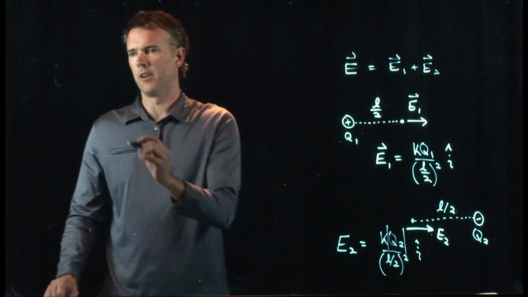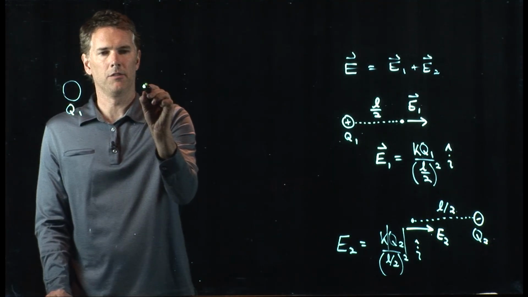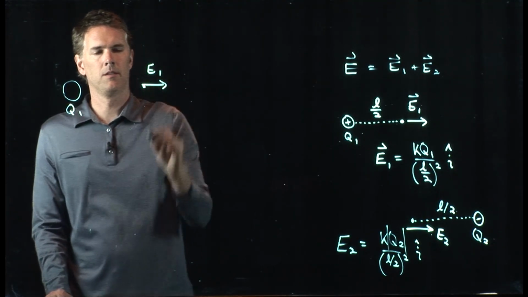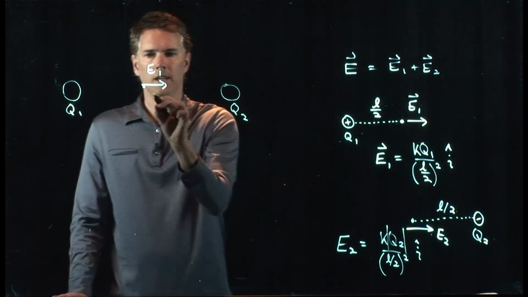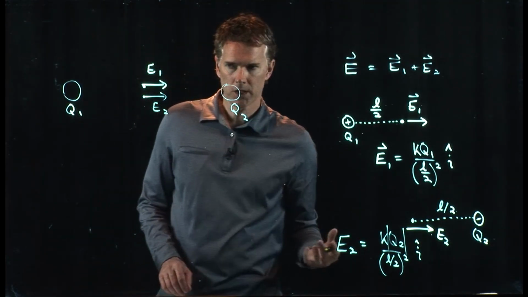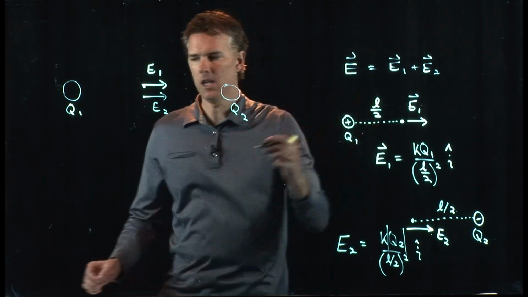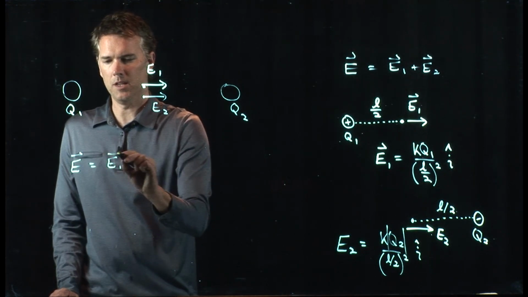Okay, so here we go. We've got charge Q1 gives us a field E1. We've got charge Q2 gives us a field E2. They're in the same direction, so we want to add them up. E is just E1 plus E2.